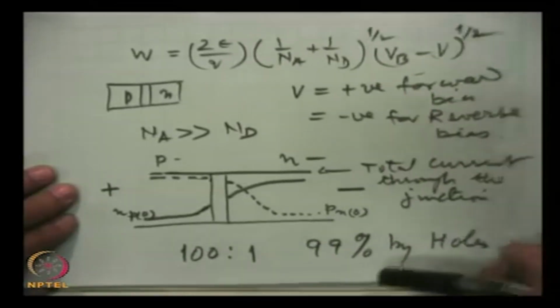This is how the currents flow in a forward biased PN junction, and we could see how useful is the concept of this potential diagram, energy diagram. Then we can discuss the PN junction under reverse bias.